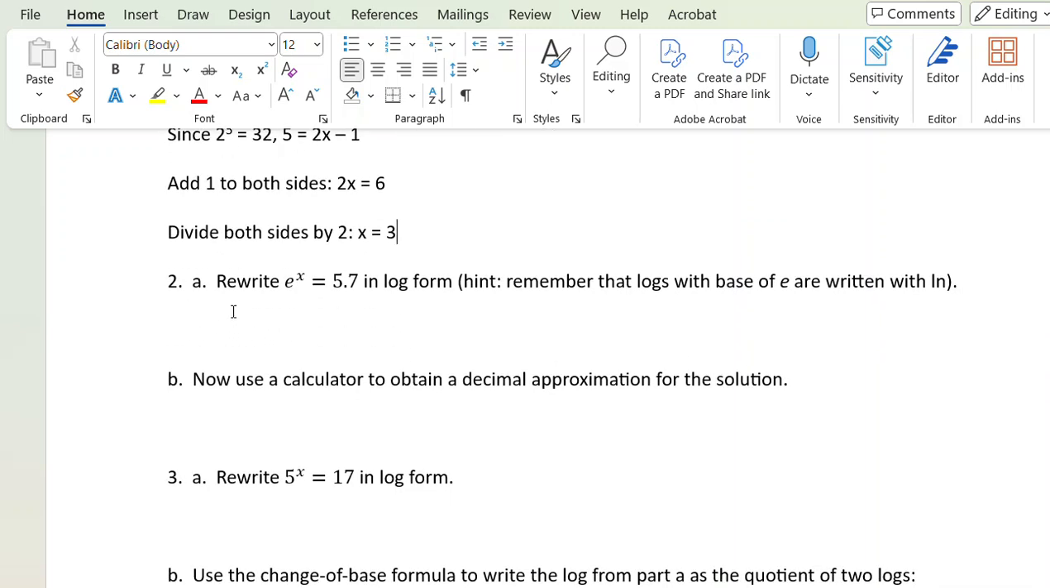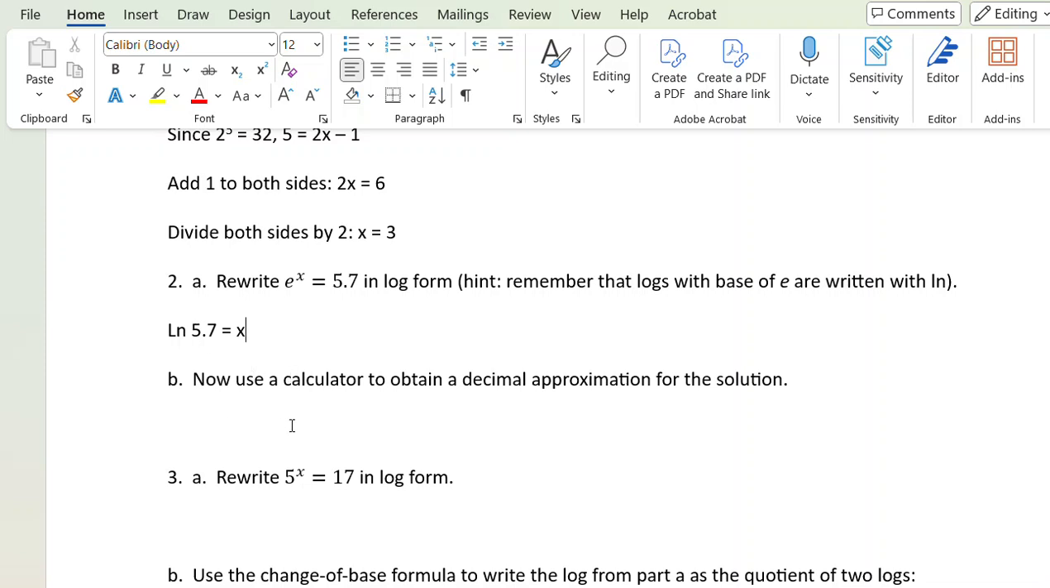For question 2, we're going to start by rewriting e to the x equals 5.7 in log form. Remember that logs with base e are written with ln. So ln of 5.7 equals x. ln stands for log base e. E is the base in this problem. So ln of 5.7 equals the power, which is x.